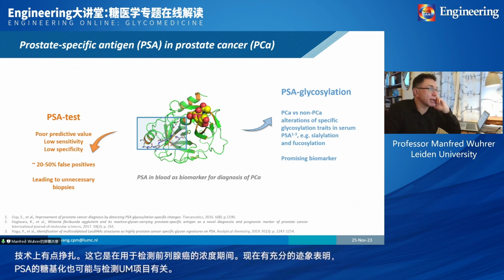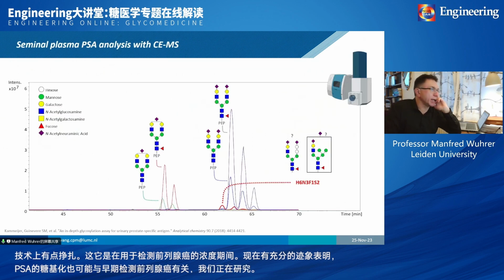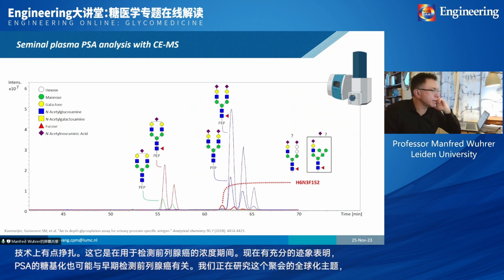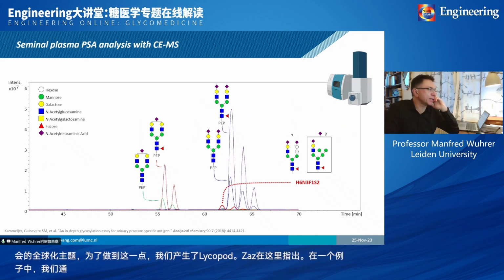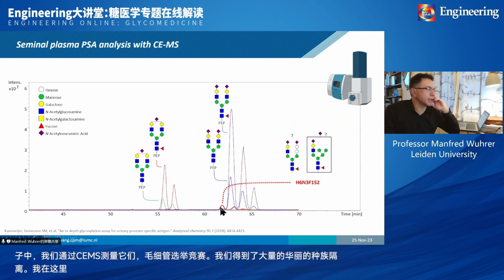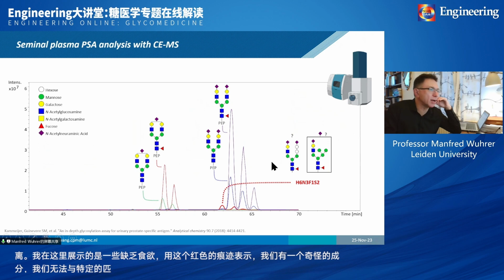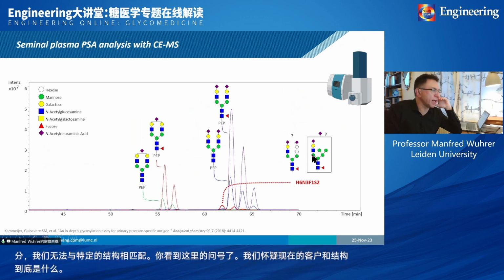And we were looking into the glycosylation motifs of this protein. To do so, we generated glycopeptides, as indicated here in an example. We measured them by CE-MS, so by capillary electrophoresis. We get a wealth of glycopeptides. What I'm showing here are some glycopeptides indicated with this red trace, where we had a strange composition which we could not match with a specific glycan structure. So you see the question marks here. We were doubting what exactly the glycan structures are on prostate-specific antigen.